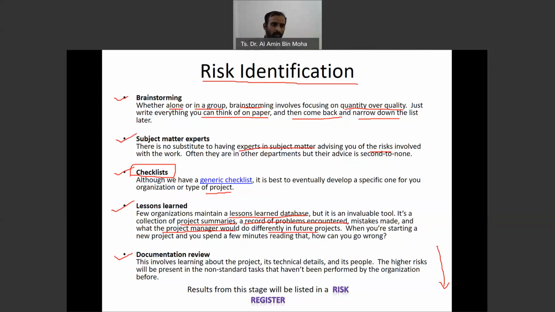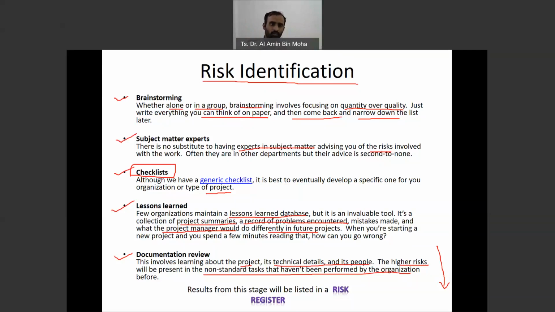Documentation review. This is about learning about the project. You have your technical details, the people. The higher risk will be present in the non-standard tasks that have been performed by the organization. So this is by reviewing the document about the technical details and people. If they don't have the experience in that, there's more risk because they've never been through that kind of project. So this is some of the examples.